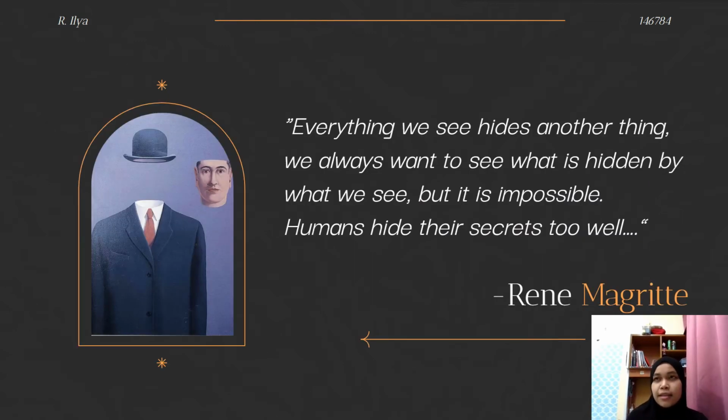So here's the most famous quote from René Magritte. He said that everything we see hides another thing. We always want to see what is hidden by what we see, but it is impossible because humans hide their secrets too well.